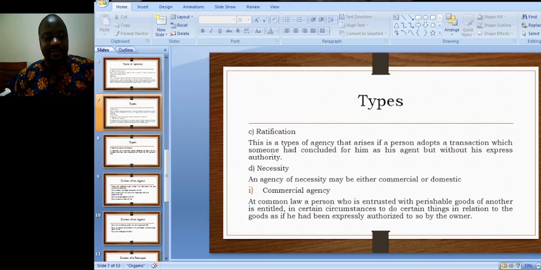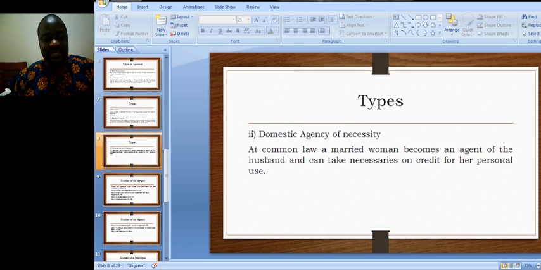Letter D, agency may arise out of necessity. An agency of necessity may either be commercial or domestic. And under necessity we have 1, commercial agency. At common law, a person who is entrusted with perishable goods of another is entitled in certain circumstances to do certain things in relation to the goods as if he had been expressly authorized to do so by the owner. Very true.